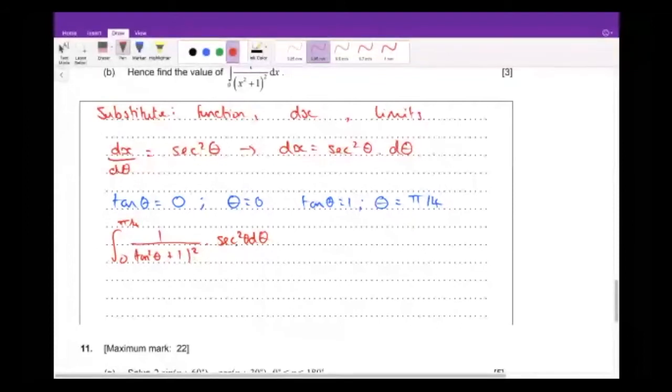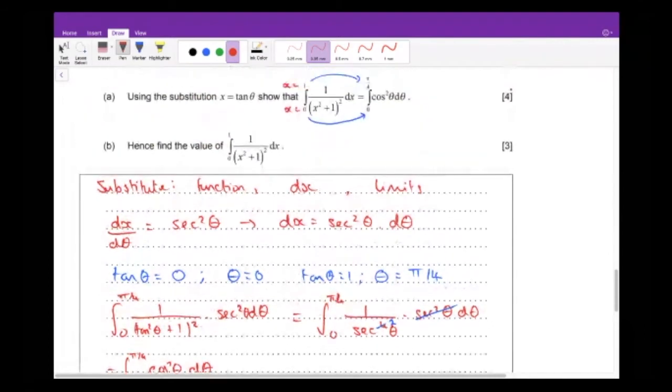So the inside of the bracket is sec squared, so it's the integral between 0 and pi by 4 of 1 over sec squared squared, so that's sec to the 4 theta, times sec squared theta d theta. I can cancel 2 of the secs, so that makes it sec squared. And sec is 1 over cos. So this is 1 over cos squared, or the integral between 0 and pi by 4 of cos squared theta d theta. So that's part A, 4 marks.